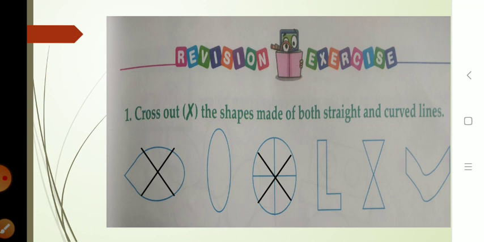Very good. Now one shape is given. L shape is given. Two rectangles are used for it. So this shape is made with only straight lines. So no need to cross. The next shape also is made with only straight lines. That also no need to cross. And the last shape is made with both straight and curved lines. So you have to cross it. Very good.